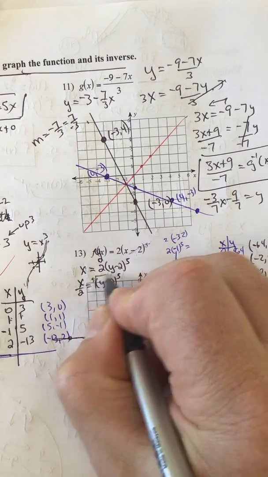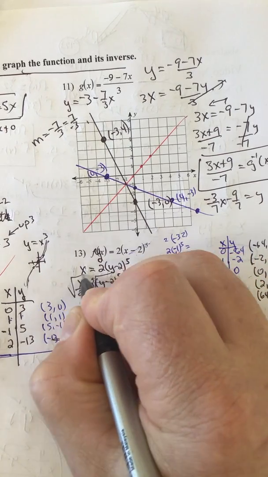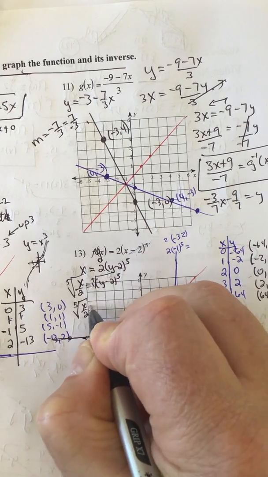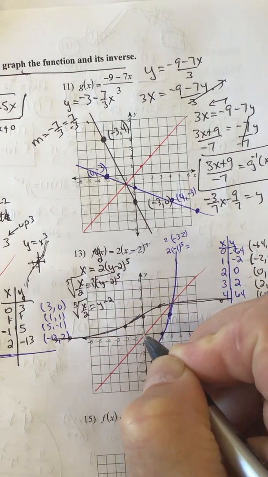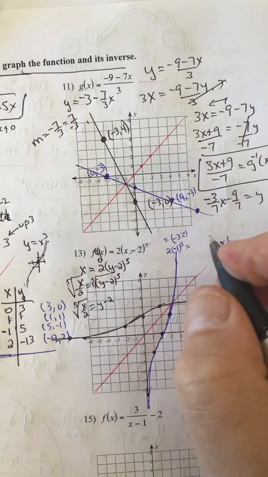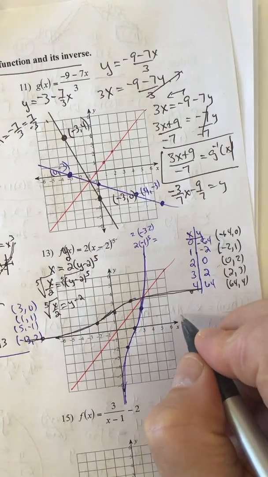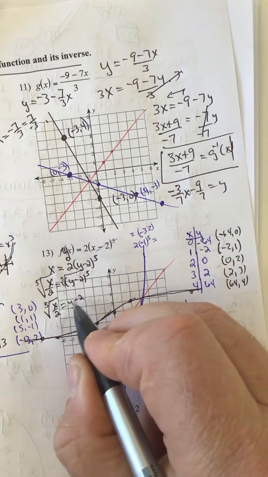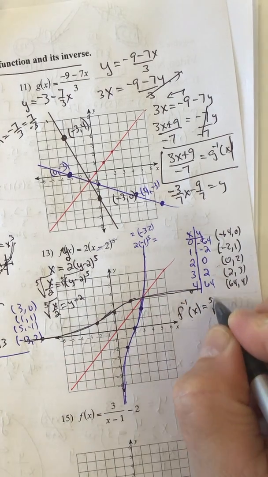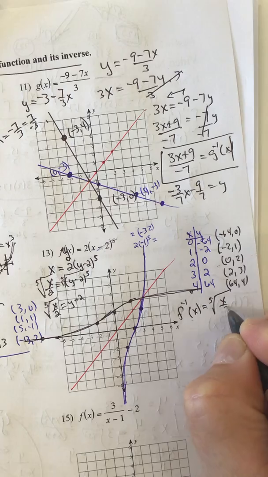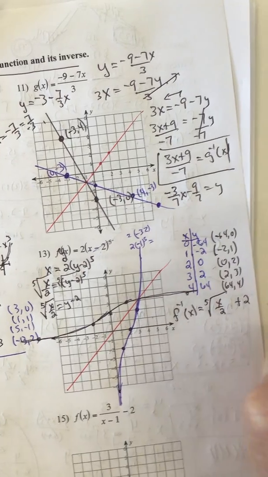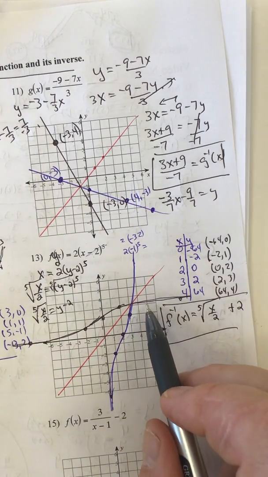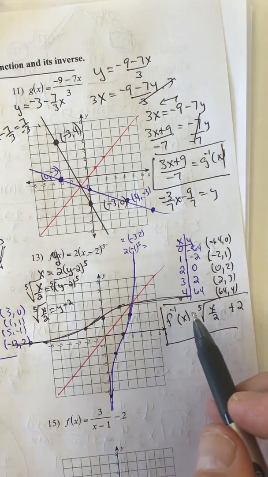Well, that's the 5th root. So I'm going to 5th root both sides. So now I have the 5th root of x over 2 equals y minus 2, and move the 2 to the other side. So the answer for the inverse is f inverse of x is all of this plus 2. So it's the 5th root of x over 2 plus 2 on the outside. So there's the inverse. And the black one is its graph.